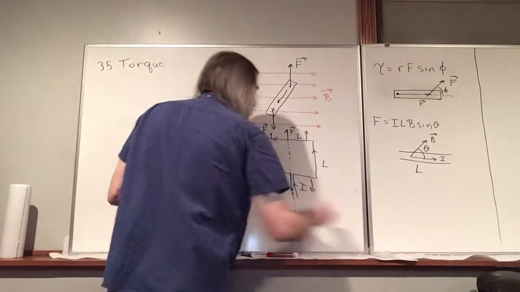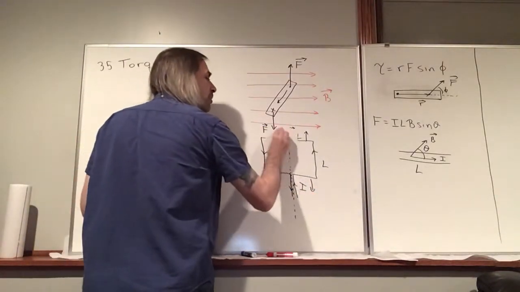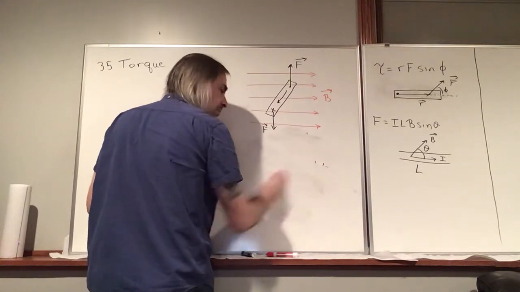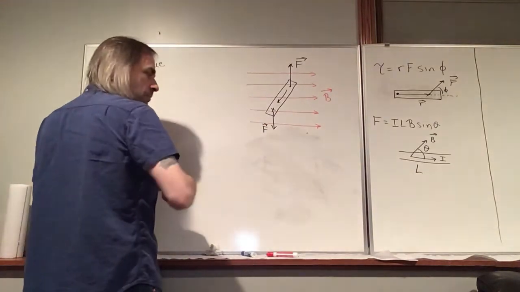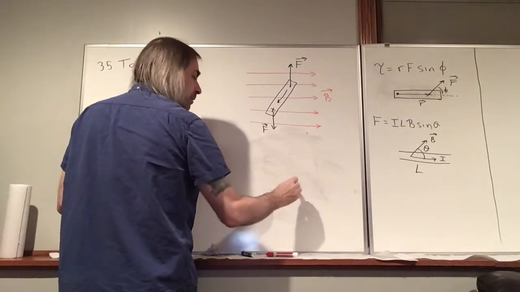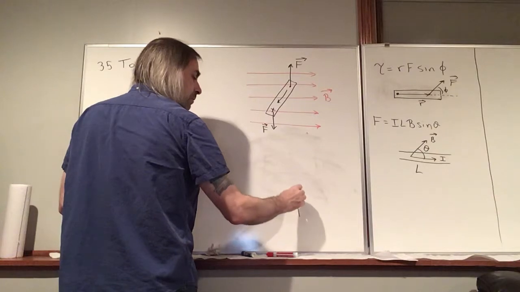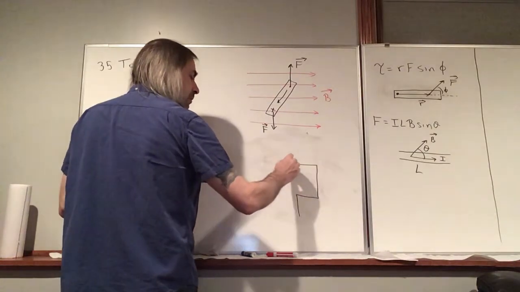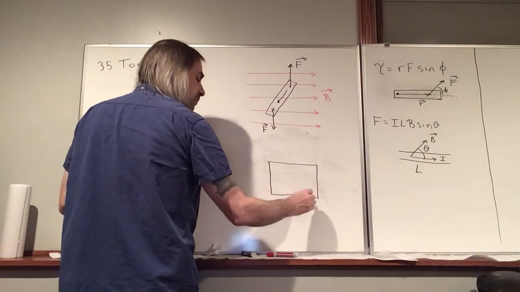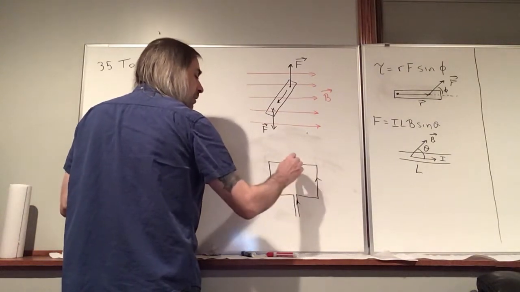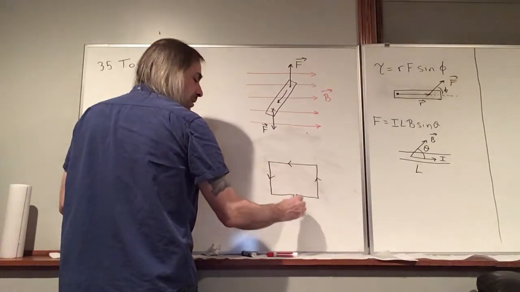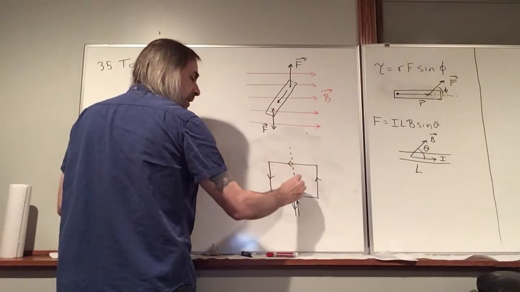I am going to move this picture down because it is a little confusing. So yeah, we had a wire like this, which is supposed to be a square. I drew it more of a rectangle here, but yeah, that's what the coil looks like.